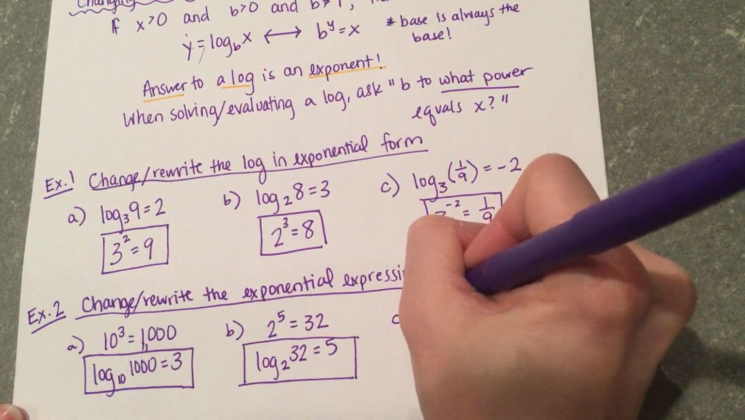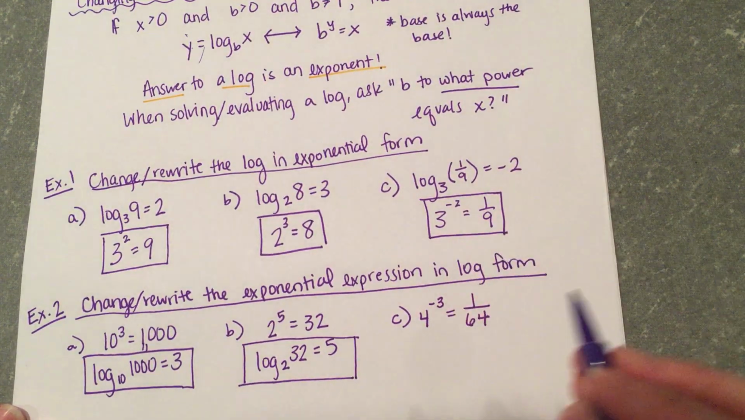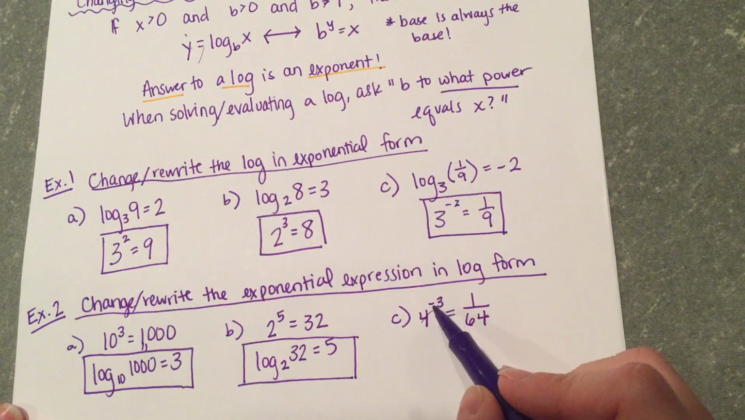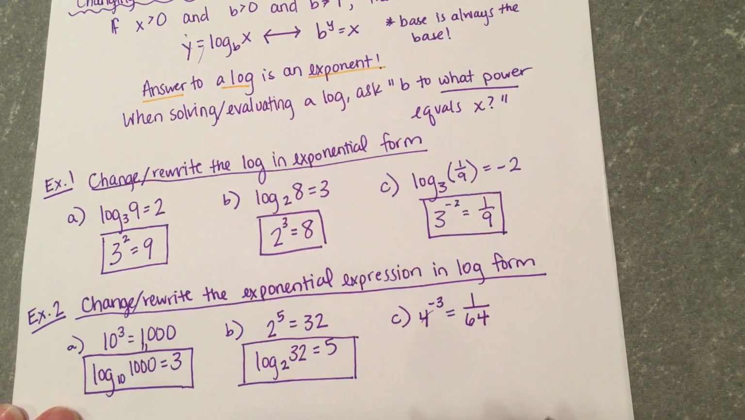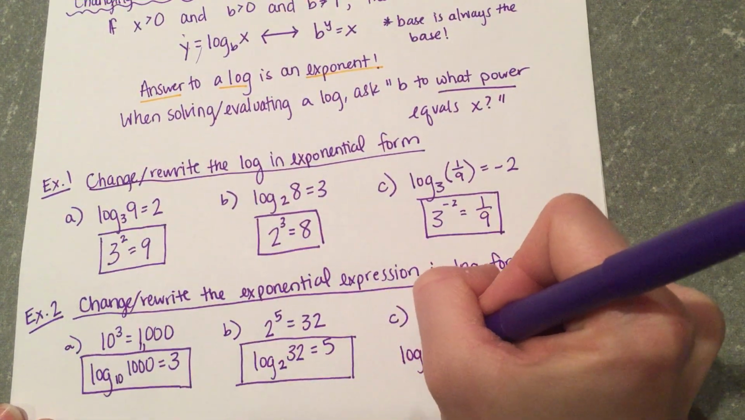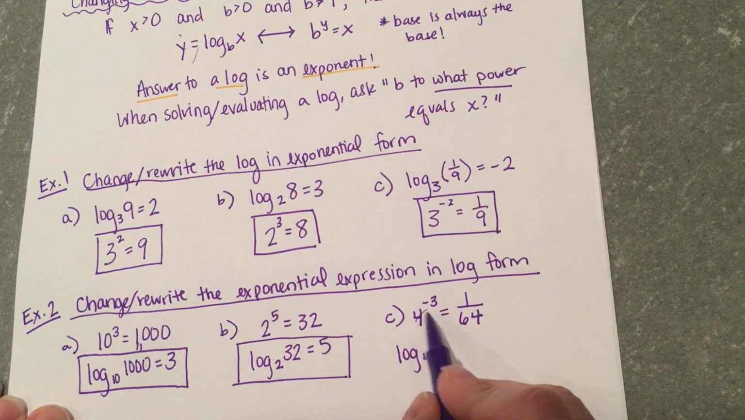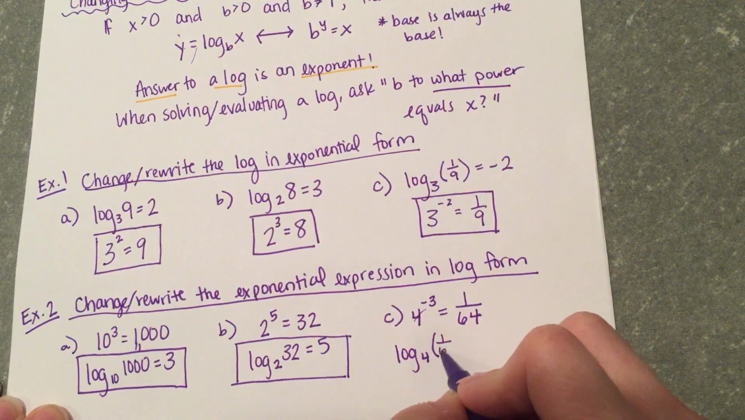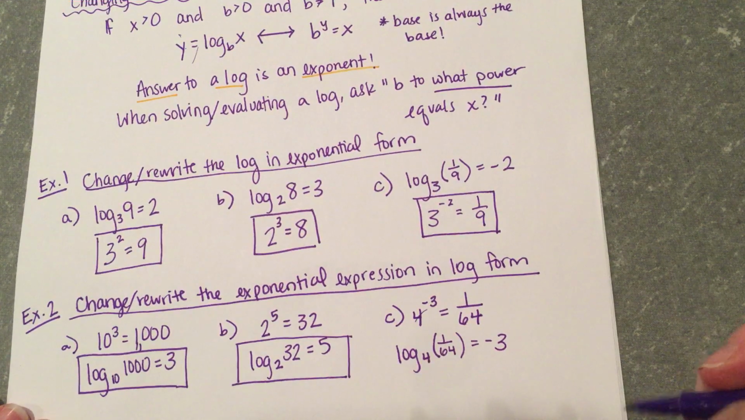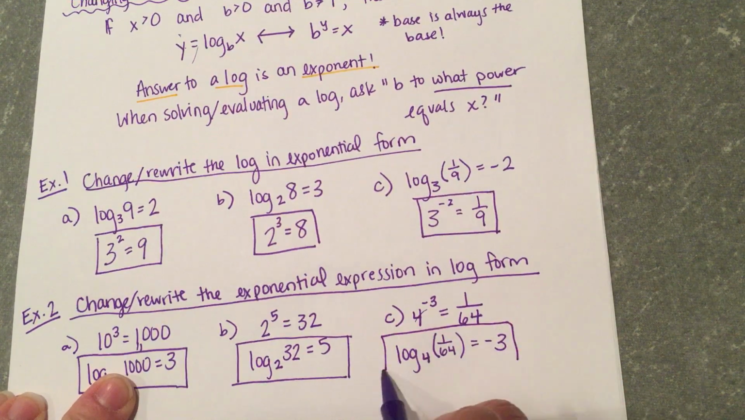How about 4 to the -3 equals 1/64. So after all this work we've done with exponents, hopefully we all know this to be true, because 4 cubed is 64, and since it's negative, it goes to the denominator. So if I wanted to rewrite that in log form, the base is 4, right? Base is always the base. And then we switch these two, the -3 and the 1/64. So I have log base 4 of 1/64 equals -3. And the exponent becomes your answer, once again, for the log.